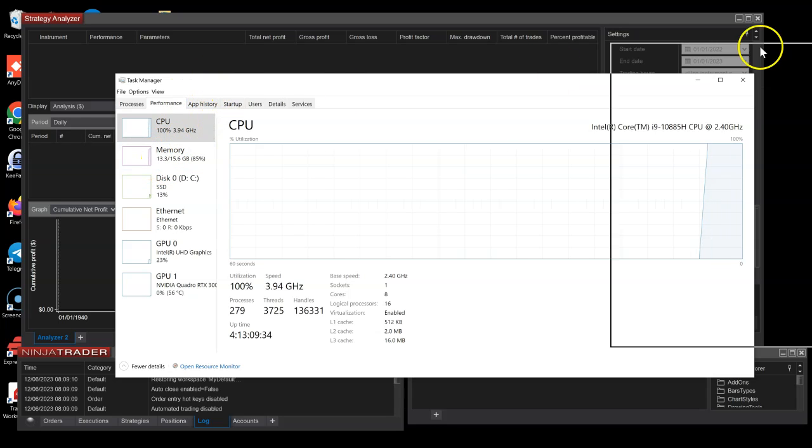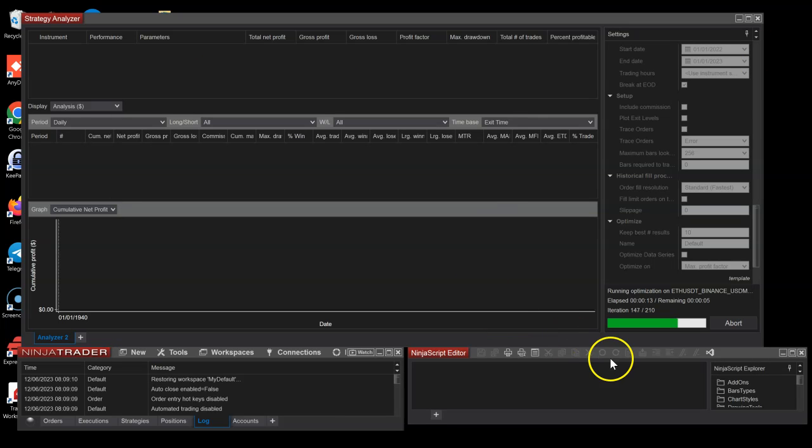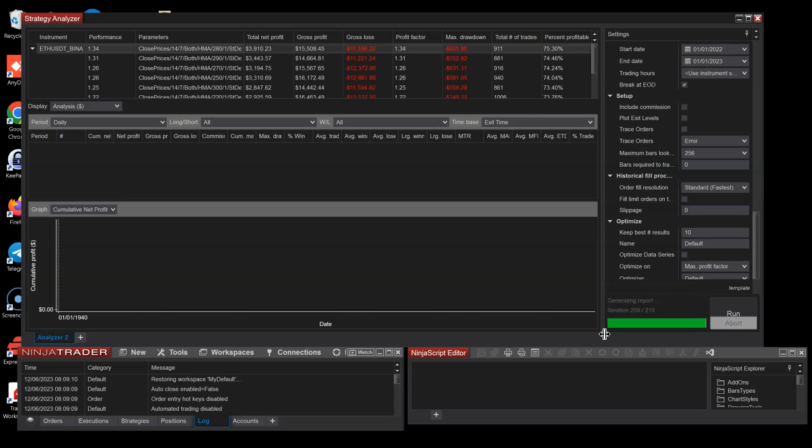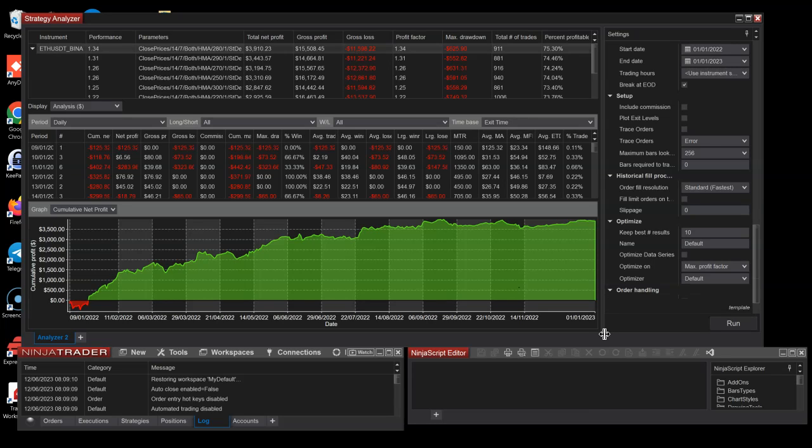Ooh, getting close. I don't want to get too close. I gotta get 8 more gigs of RAM. All right. It seems that the HMA 280 is the way to go. Look at that percent profitable. That's very good. Okay.